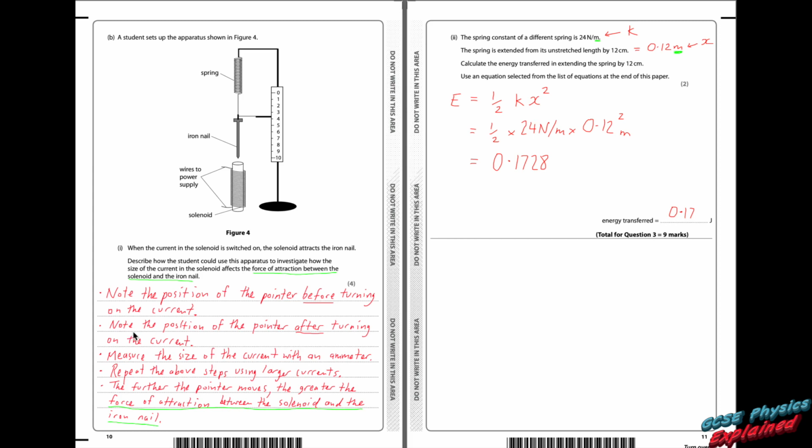So if we then note the position of the pointer after we've turned on the current, and then if we measure the size of the current with an ammeter, and then we repeat the above steps using larger currents, we will determine that the further the pointer moves, the greater the force of attraction between the solenoid and the iron nail. And that's what they were asking for us to find out: how the size of the current of the solenoid affects the force of attraction between the solenoid and the iron nail.